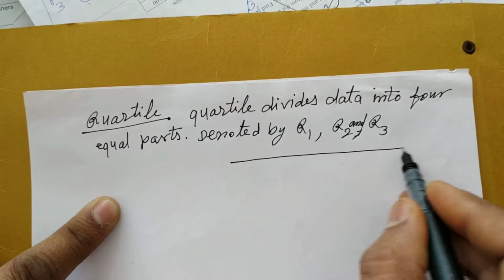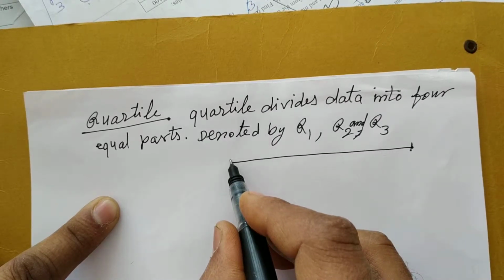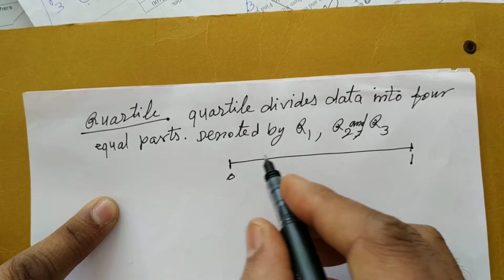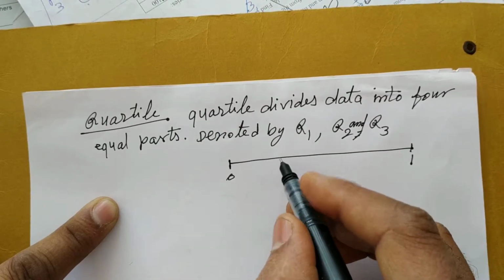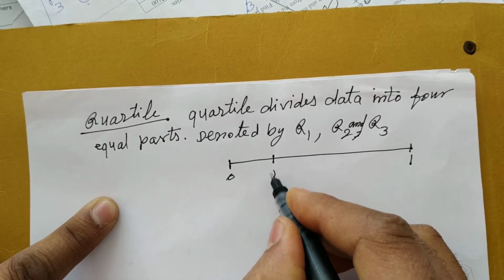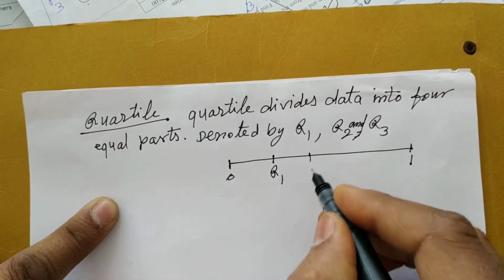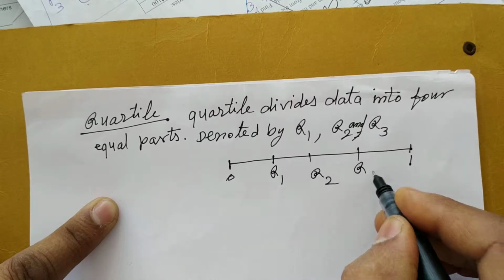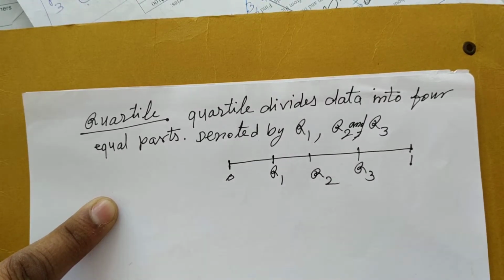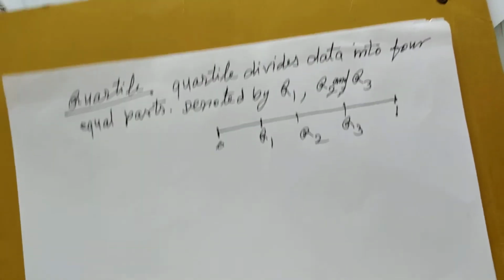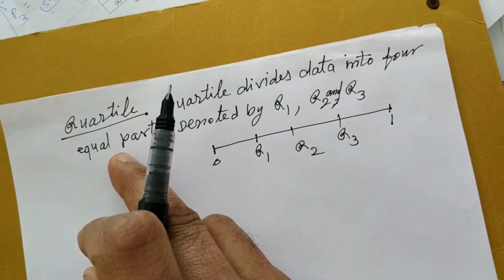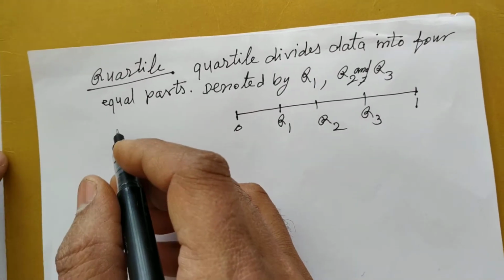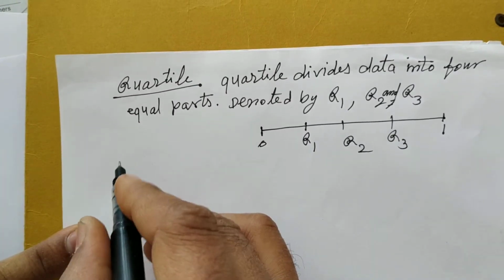Let us consider this is data, total data 0 to 1, and 0 to 1 data is divided into 4 equal parts, that is Q1, this is Q2 and this is Q3. So quartile divides data into 4 equal parts. Now we come to decile.